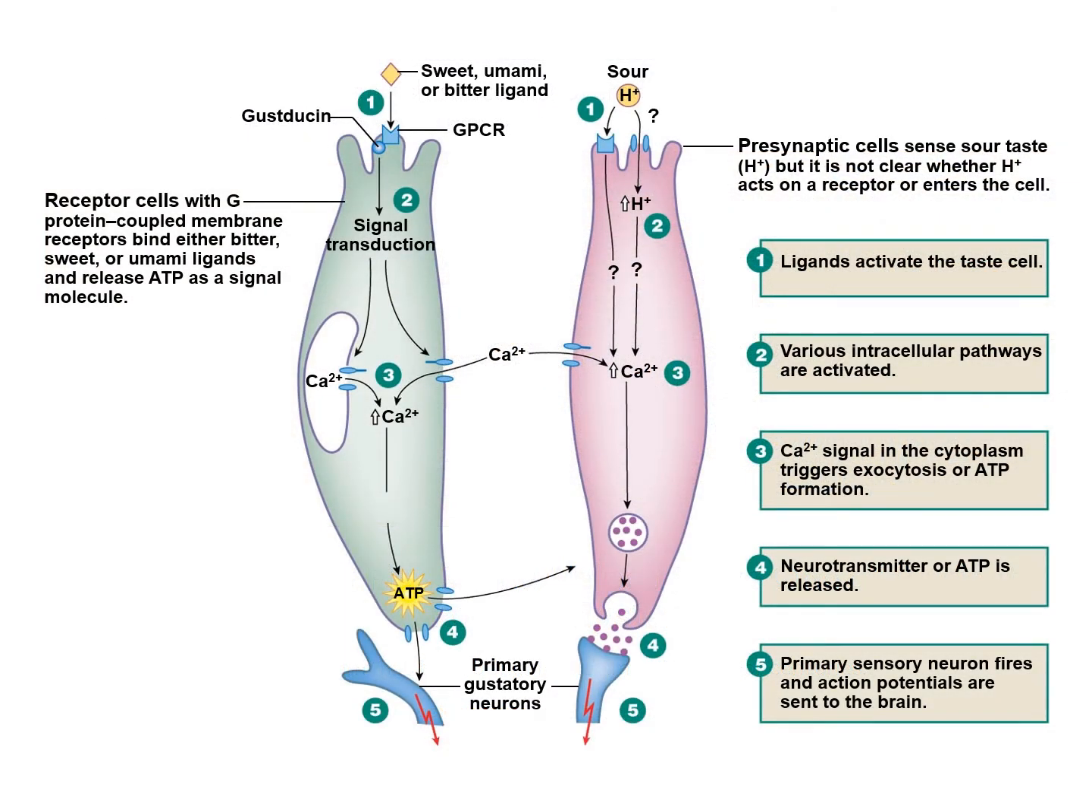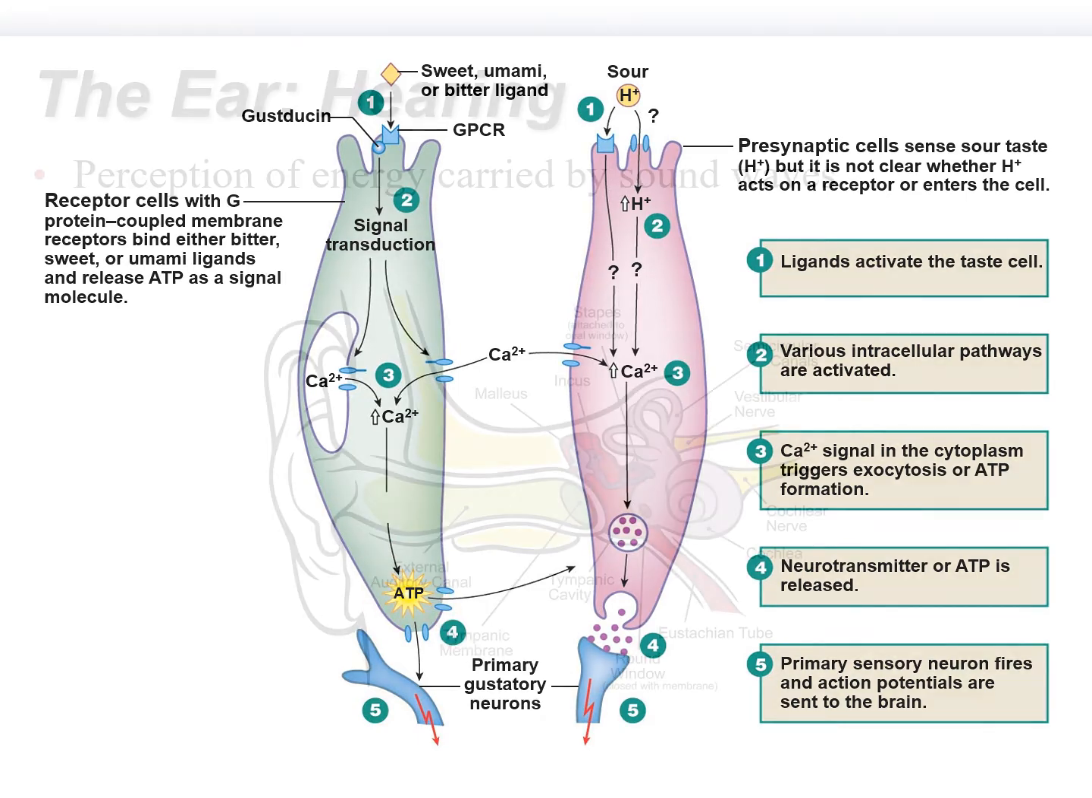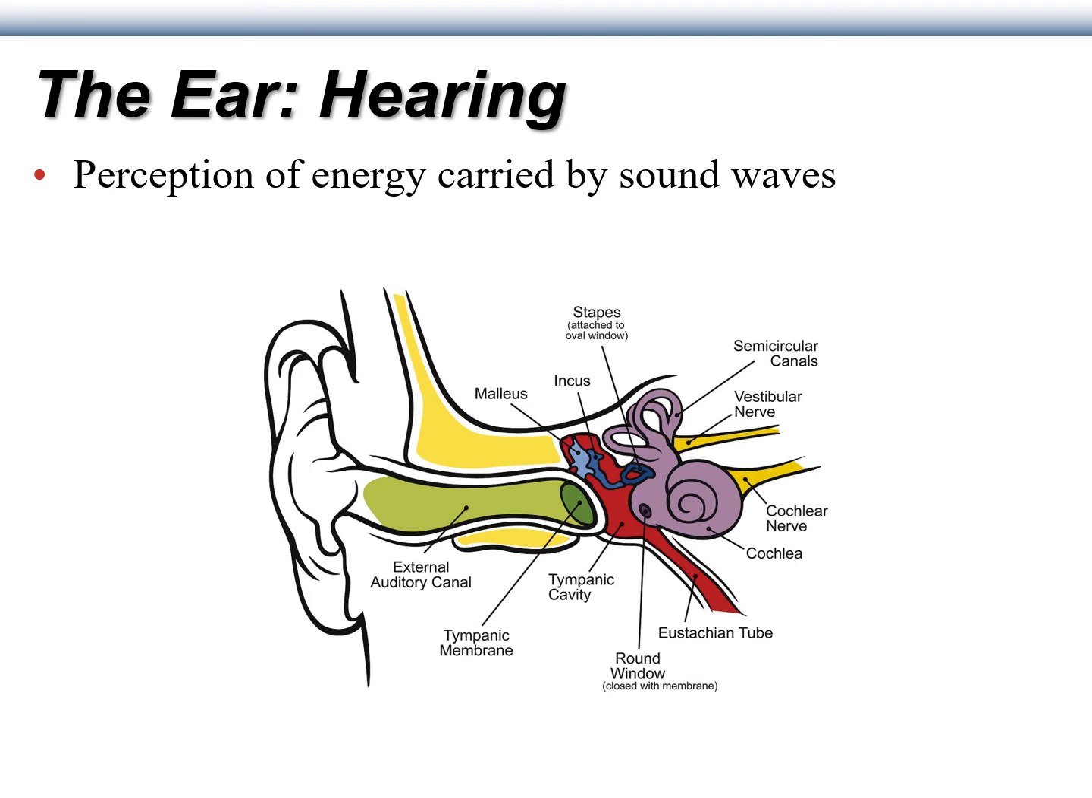And you don't have to learn the mechanism here, but the basic story is that we have metabotropic signal transduction. We're getting some type of a signal that's leading to a second message, leading to exocytosis, GPCR, second message, ATP synthesis, or exocytosis. Next, we're going to move into the mechanoreceptor side of the equation with hearing and balance.